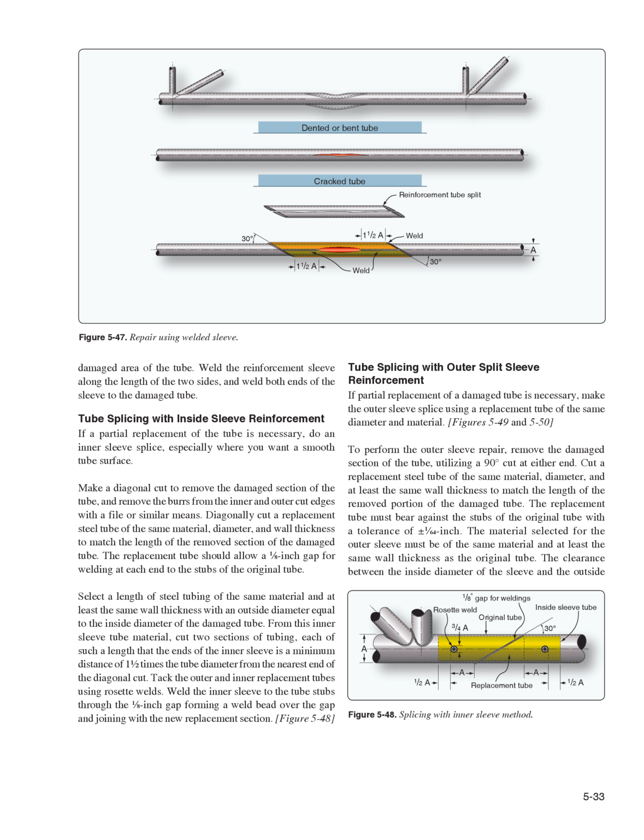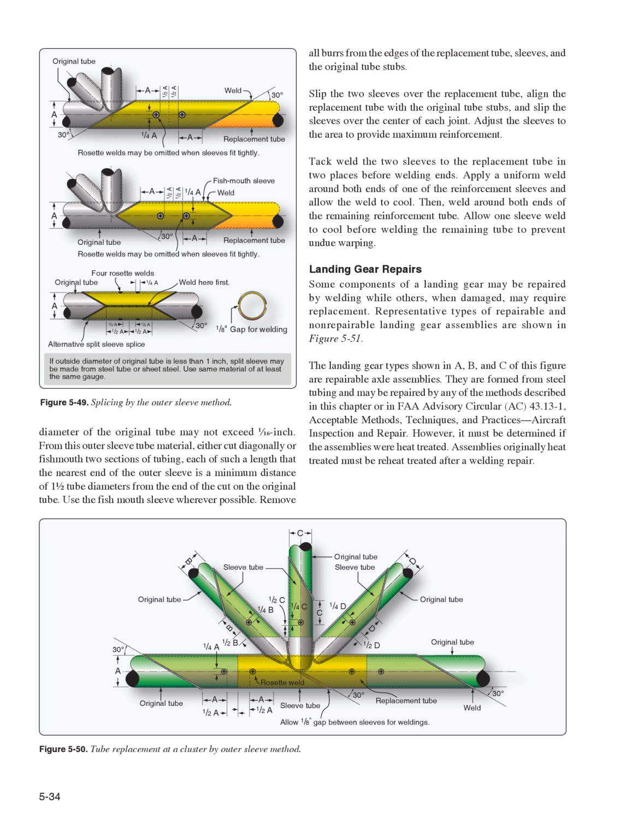The replacement tube must bear against the stubs of the original tube with a tolerance of plus or minus 1/64 inch. The material selected for the outer sleeve must be of the same material and at least the same wall thickness as the original tube. The clearance between the inside diameter of the sleeve and the outside diameter of the original tube may not exceed 1/16 inch. From this outer sleeve tube material, either cut diagonally or fishmouth two sections of tubing, each of such a length that the nearest end of the outer sleeve is a minimum distance of 1.5 tube diameters from the end of the cut on the original tube.